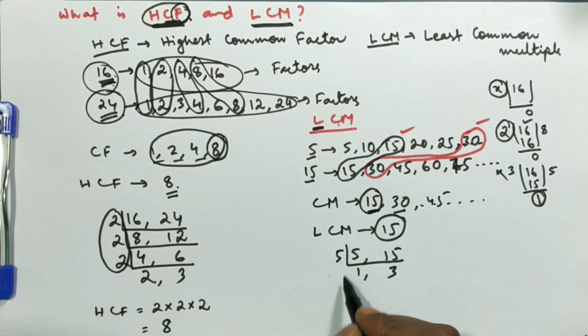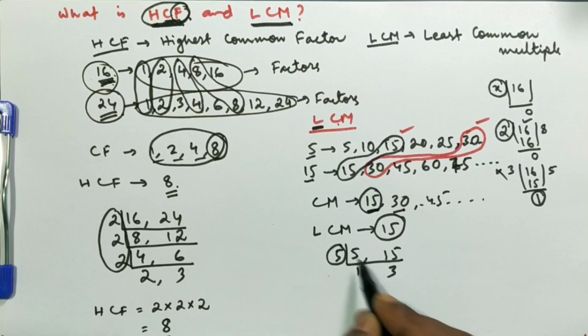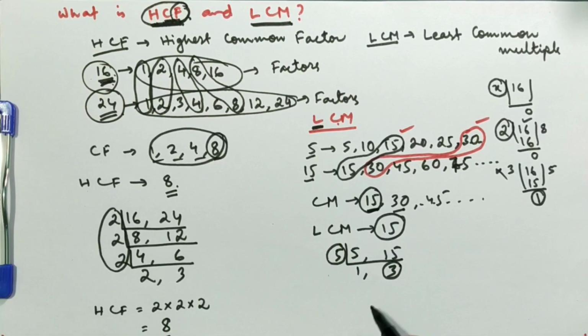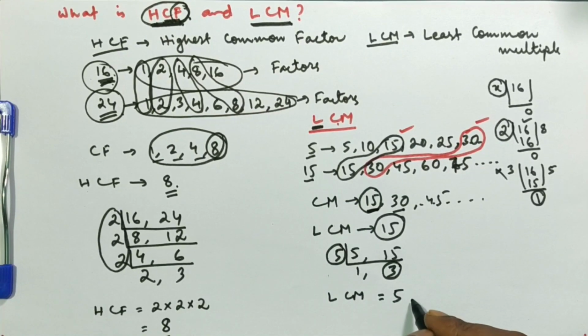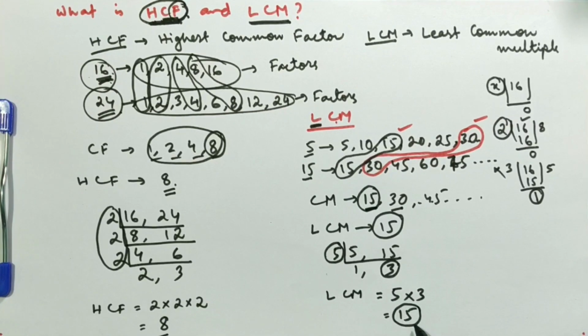If we find the LCM, we need to take the common as well as the uncommon number. So LCM is equal to the common number, that is 5, into the uncommon number, that is 3. So 5 threes are 15. So this is the LCM. This is the way we find the LCM.